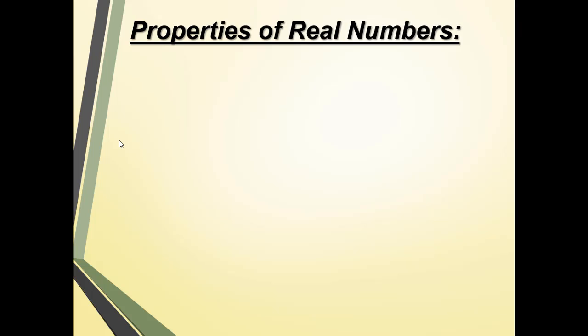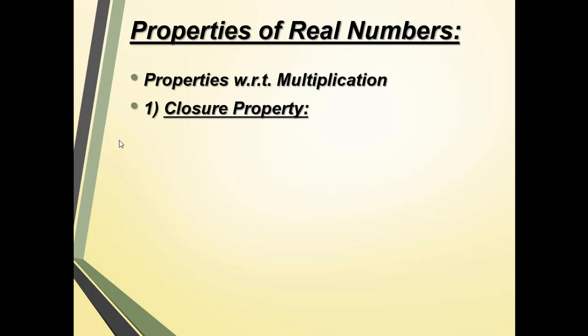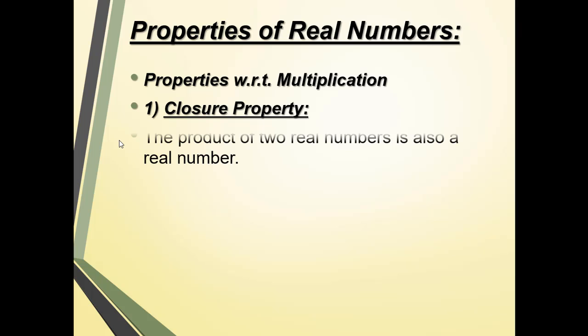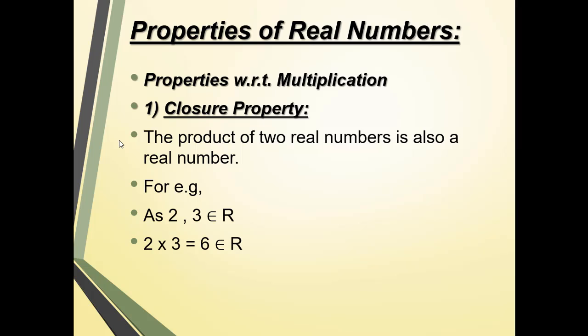Now, properties of real numbers with respect to multiplication. The same properties we are going to learn in multiplication as well. The first property is called the closure property of multiplication, which states that the product of two real numbers is also a real number. Product means multiplication. For example, if we take two numbers 2 and 3 and multiply them, we get the answer 6, and we know that 6 is also a real number.